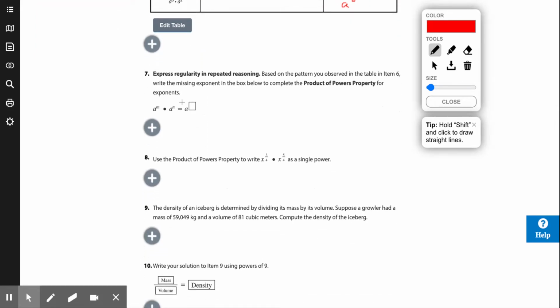So if we look at number 7, if we wanted a generic formula for this, a to the m power times a to the n power is going to be a to the m plus n. You're just going to add the exponents.